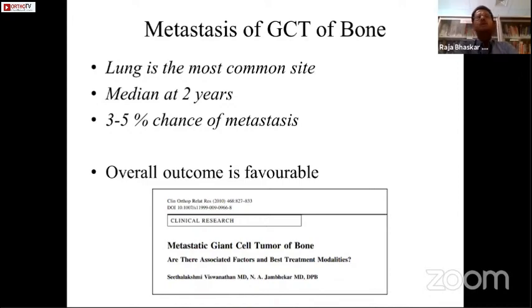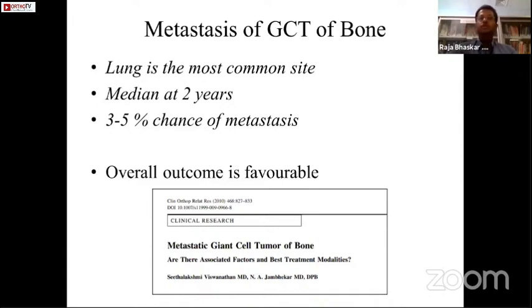And they found that even though they had metastasis, the outcome was much more favorable than a malignant disease, like an osteosarcoma metastasis or Ewing sarcoma metastasis. The survival was much better. And they suggested that in cases where it was possible, you could do a metastasectomy, you could do a lobectomy of the lung also.